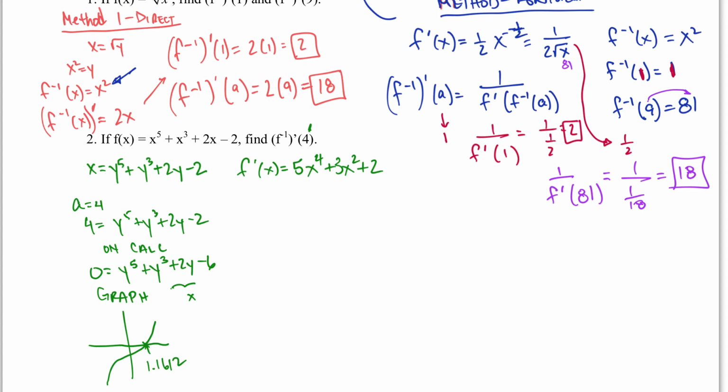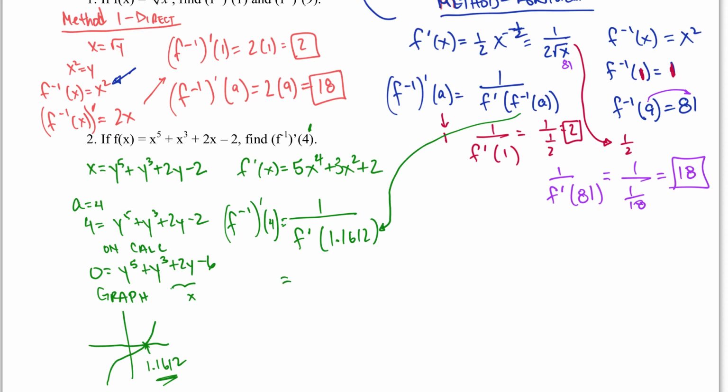So now I need 1 over f prime of 1.1612, because I got this part: the inverse derivative of 4 will equal this. I found the inverse at that value. That's how I did it. Now I need the derivative from my derivative. So 1 over, plug 1.1612 in to here, and you'll end up with 15.14.